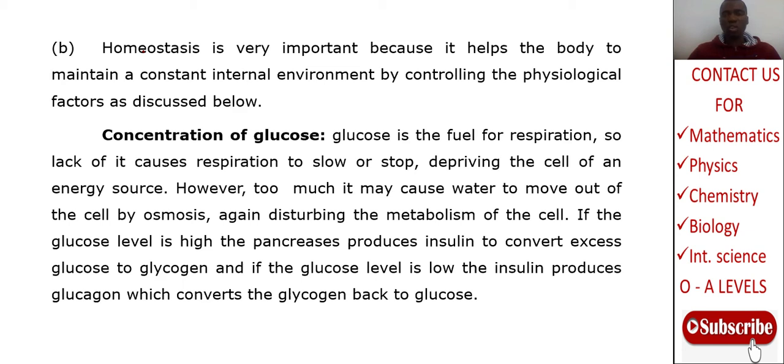So concentration of glucose is the fuel for respiration. Lack of it causes respiration to slow or stop, depriving the cell of an energy source. However, too much of it may cause water to move out of the cell by osmosis, again disturbing the metabolism of the cell. So if the glucose level is high, the pancreas produces insulin to convert excess glucose to glycogen. And if the glucose level is low, the pancreas produces glucagon, which converts the glycogen back to glucose.